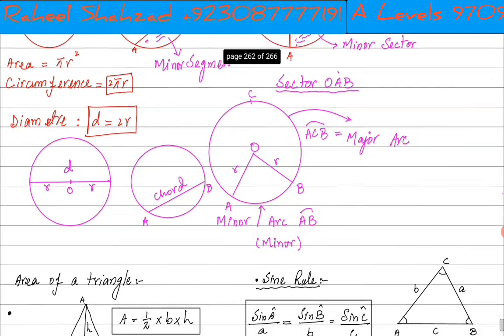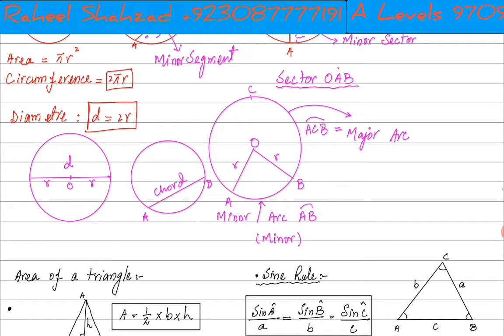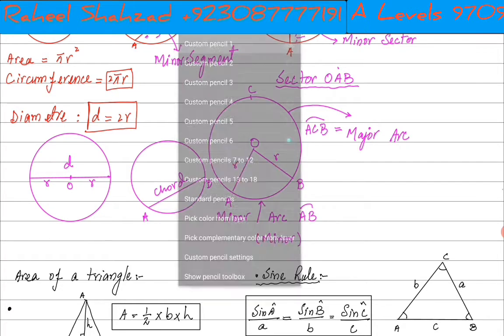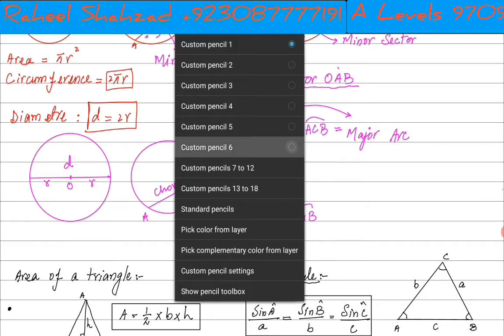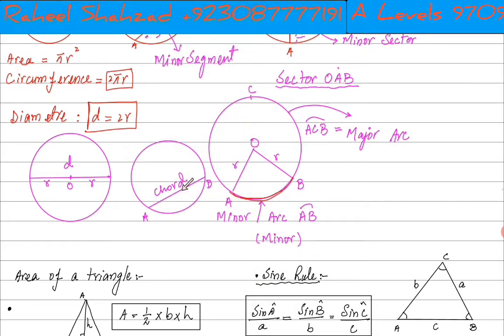After this, this is arc AB. This is the minor arc, and ACB is the major arc. OAB is a sector, and this portion is an arc. So AB is an arc, right? And this is a chord and diameter and all that.